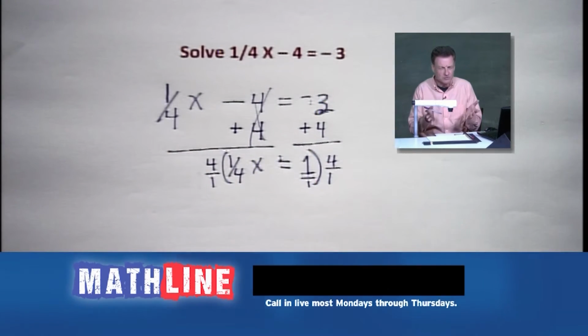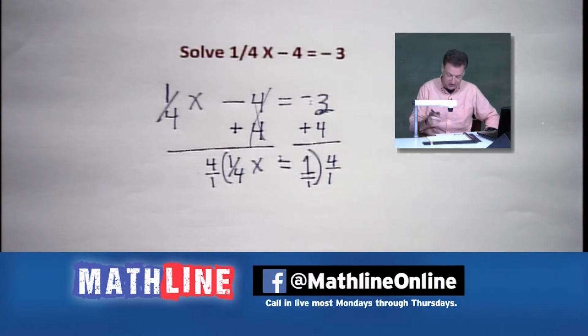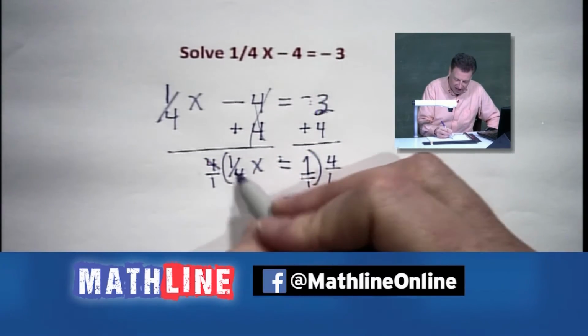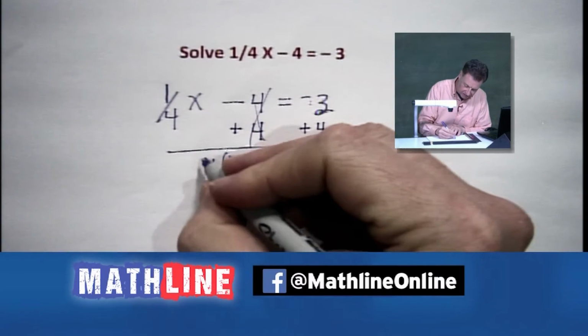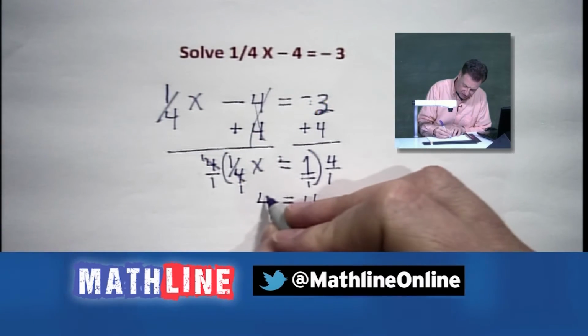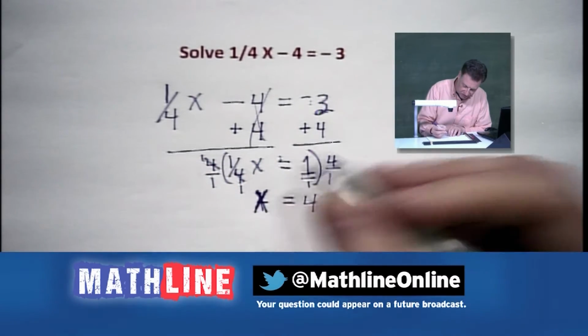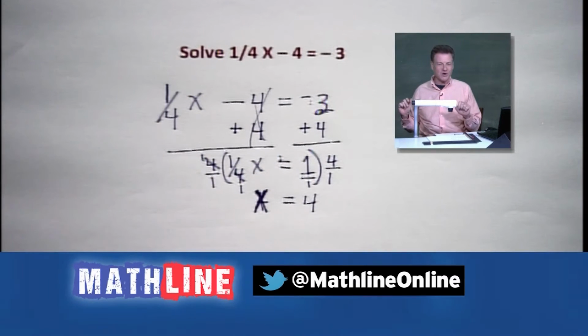Not that you can get confused with a 1, because 1 times anything is whatever that anything is. In this case, it's going to be 4. 1 times 4 is 4. Over here, cancel, cancel. Everything cancels except for x. And in this case, oh my goodness, it looks like our x by itself is equal to 4. 4th of July. What a great way to go, all right?